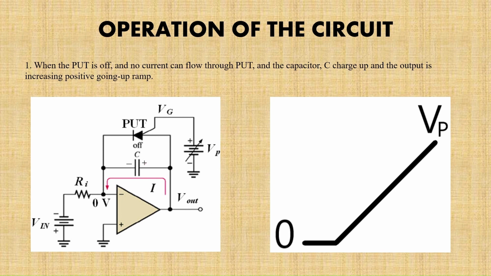Now, let us proceed to the operation of the circuit. First, when the PUT is off and no current can flow through the PUT, the capacitor C charges up and the output is an increasing positive going up ramp. As we can read from the graph at the right side, there is no current initially. The capacitor charges up to V peak.